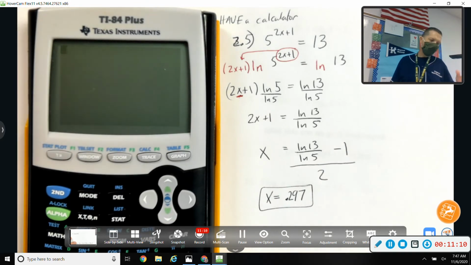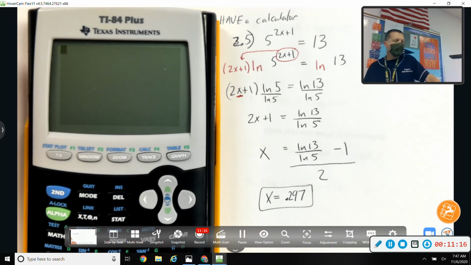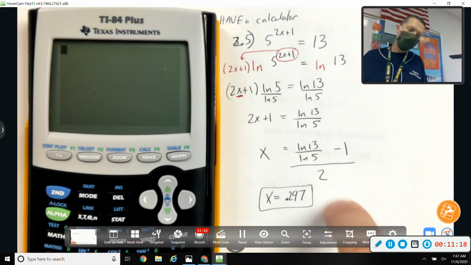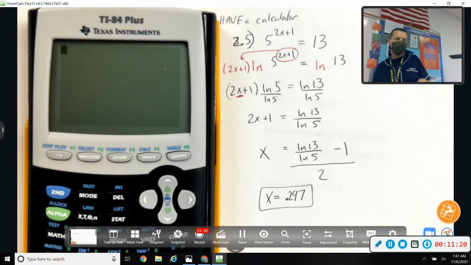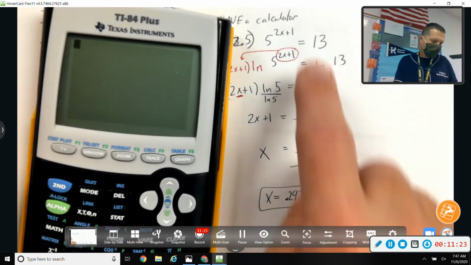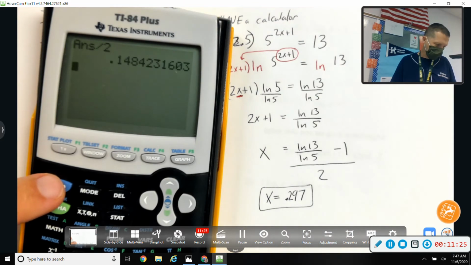Like those first 2 problems, I probably would not check those on a test. I trust myself. Here, we did a lot of stuff, and not just algebra stuff, but we also had to make sure we put things in the calculator correctly. So I'm going to go back to the top and plug in x. Whoops, where'd it go?